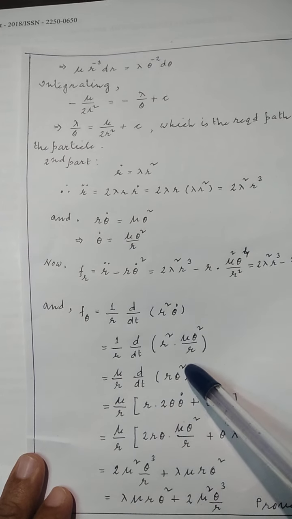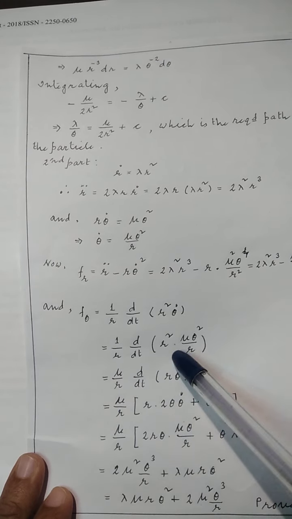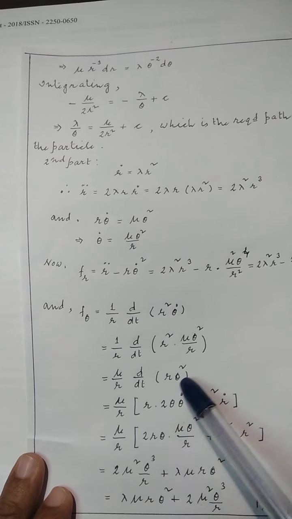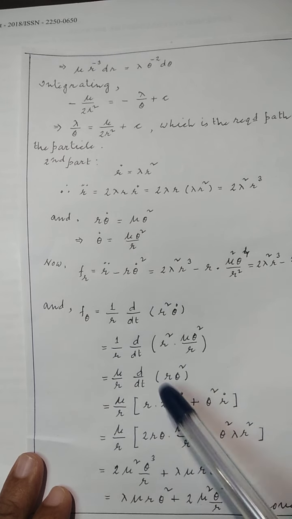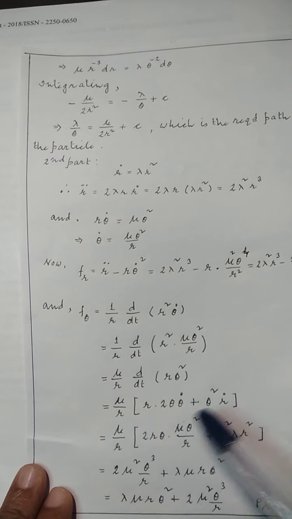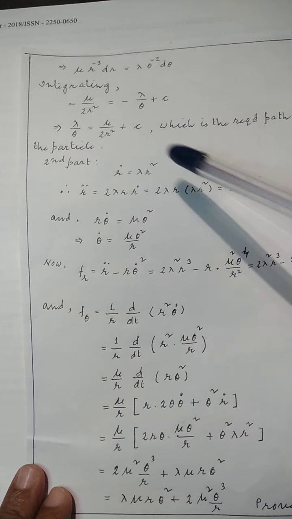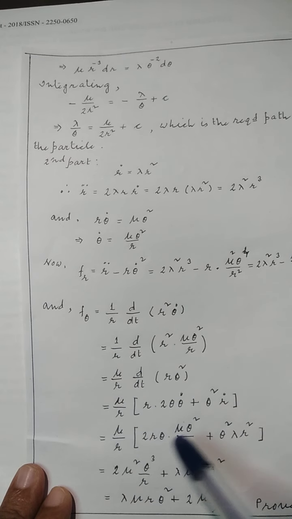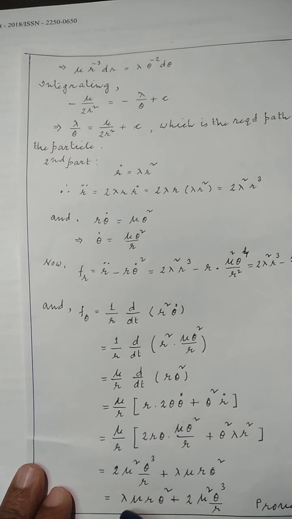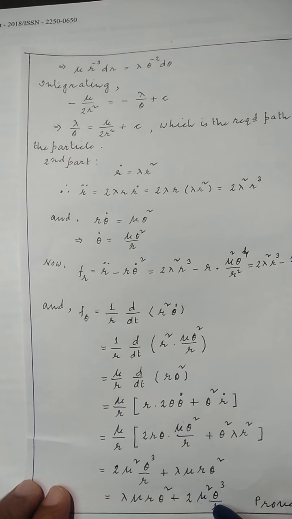Now we have to differentiate r theta square with respect to t, so we apply the product rule of differentiation. I keep the first function as it is and differentiate theta square, which gives twice theta theta dot, plus the second function as it is, then r dot. Now in place of theta dot again we write mu theta square by r, and in place of r dot we write lambda r square. Simplify, multiplying both terms with mu by r, and ultimately you will get lambda mu r theta square plus twice mu square theta cube by r. This is the transverse acceleration.